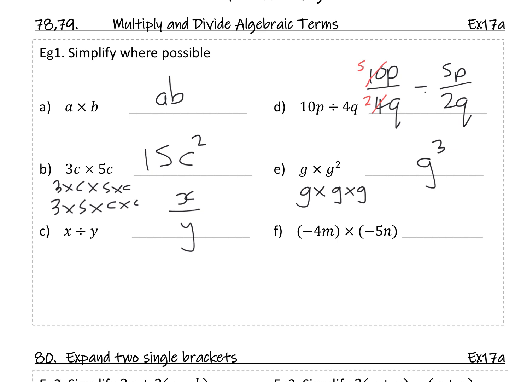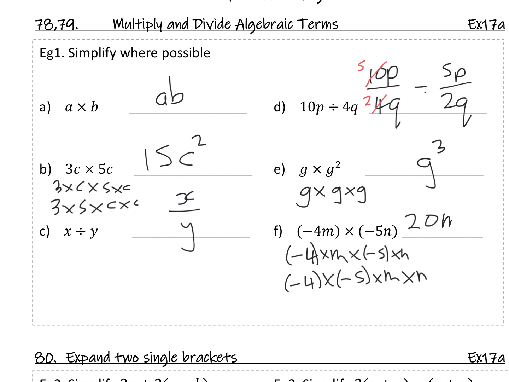In part F, we've got minus 4m times minus 5n. Well, let's reorder that, because it's minus 4 times m times minus 5 times n. That's another way to write it. So we can bring the numbers together and do the minus 4 multiplied by the minus 5, and then look at the m multiplied by the n. 4 5s are 20, and a negative times a negative is a positive, so we just get 20. Then we do m times n, which is mn.